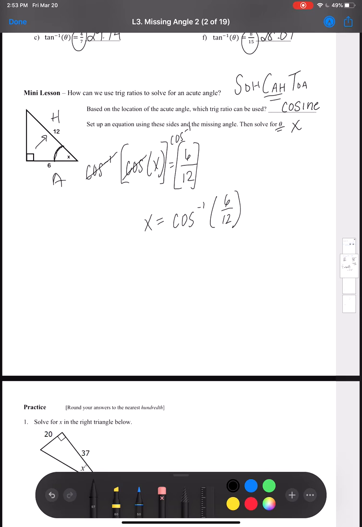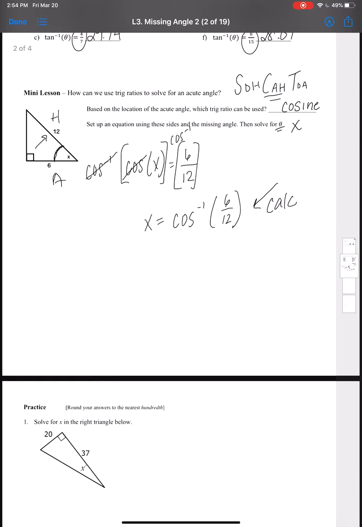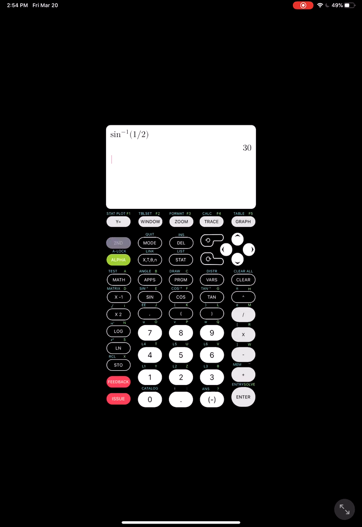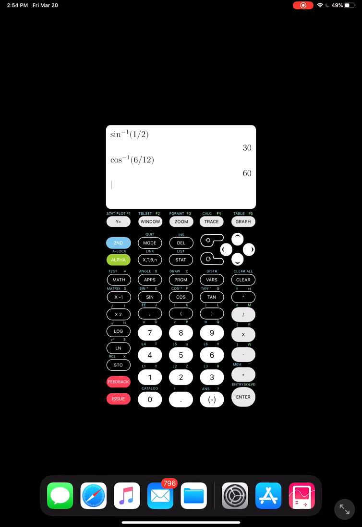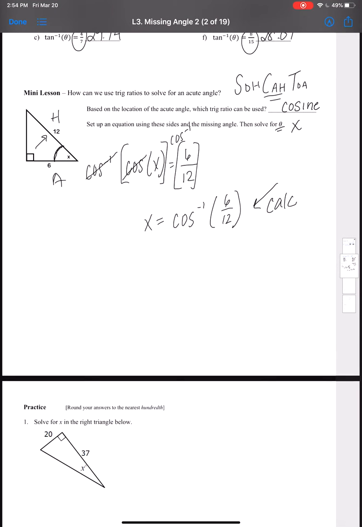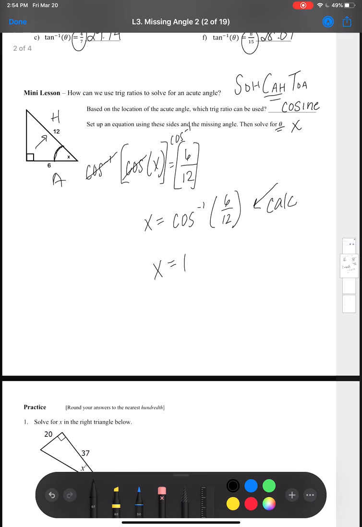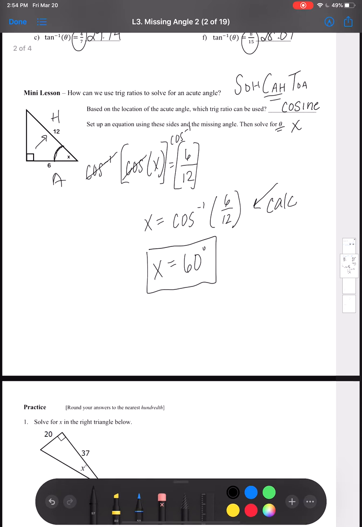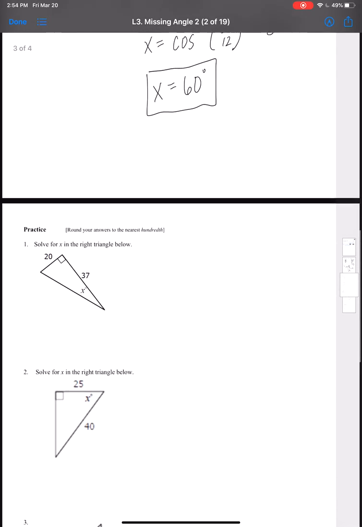And once we're here, we go right to the calculator. So I'm going to switch to the calculator, and we're going to do the inverse cosine of 6 divided by 12. So second cosine, 6 divided by 12, and that's 60. We come back, and x is equal to 60 degrees. So our angle measure is 60 degrees. Okay. Now we're going to do some practice.